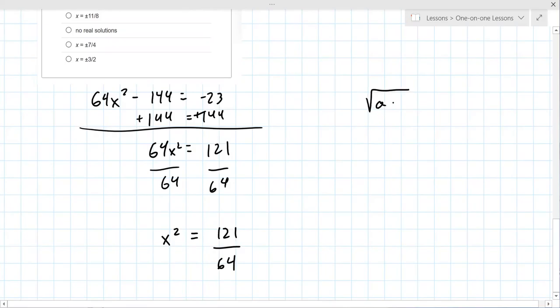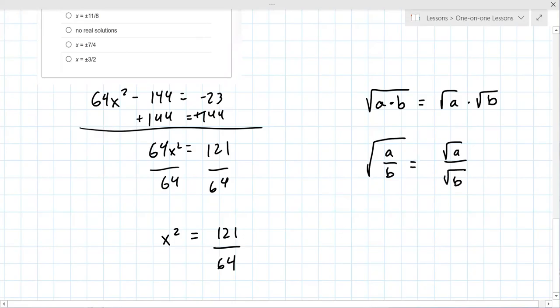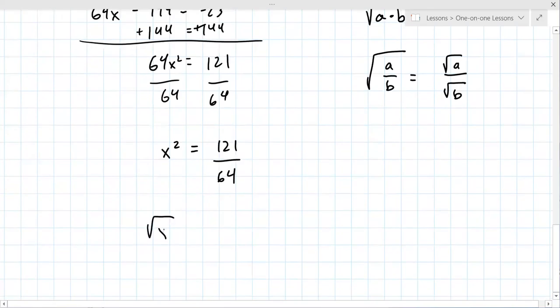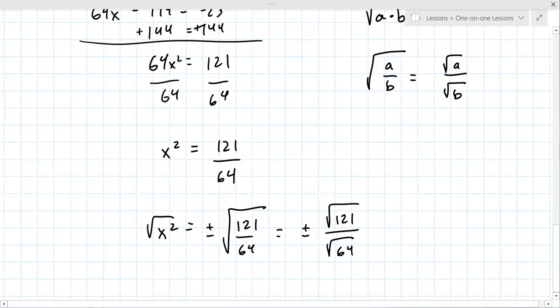Okay, so there are some properties of square roots that you need to know. One of them is that the square root of a times b equals the square root of a times the square root of b. You might think, well, that's not really useful here, I'm dividing. Well, there's one for division. The square root of a divided by b equals the square root of a over the square root of b. So when you take the square root here, it's plus or minus the square root of 121 over 64, which is plus or minus the square root of 121 over the square root of 64. That would be plus or minus 11 over 8. That's right. I don't know if you got that one right or wrong before, but what I do know is you understand it now, and that's pretty critical here.